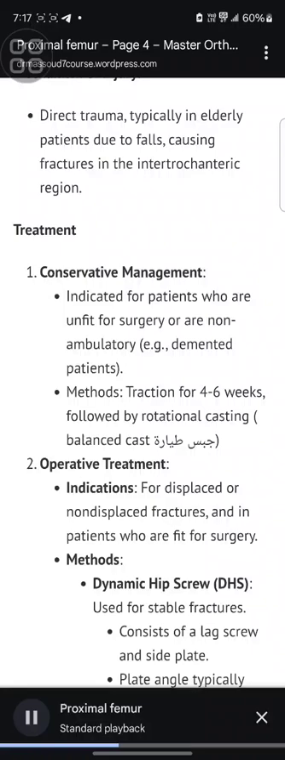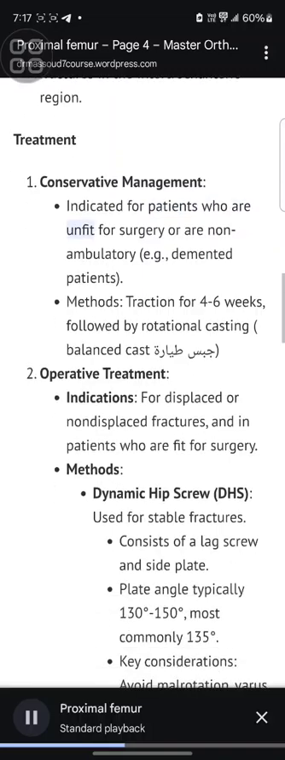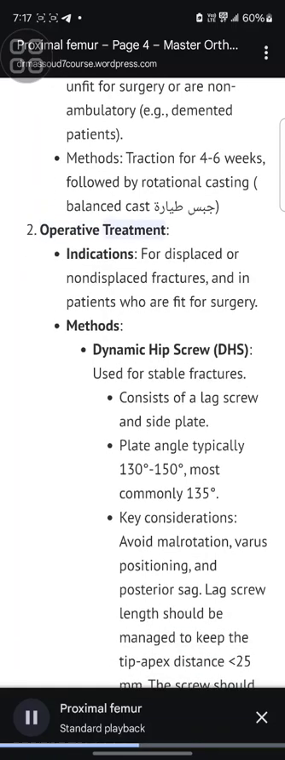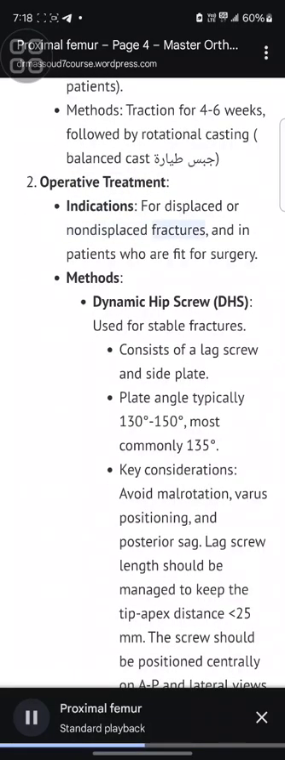Treatment. 1. Conservative management. Indicated for patients who are unfit for surgery or are non-ambulatory, e.g., demented patients. Methods. Traction for 4 to 6 weeks, followed by rotational casting, balanced cast. 2. Operative treatment. Indications. For displaced or non-displaced fractures, and in patients who are fit for surgery.